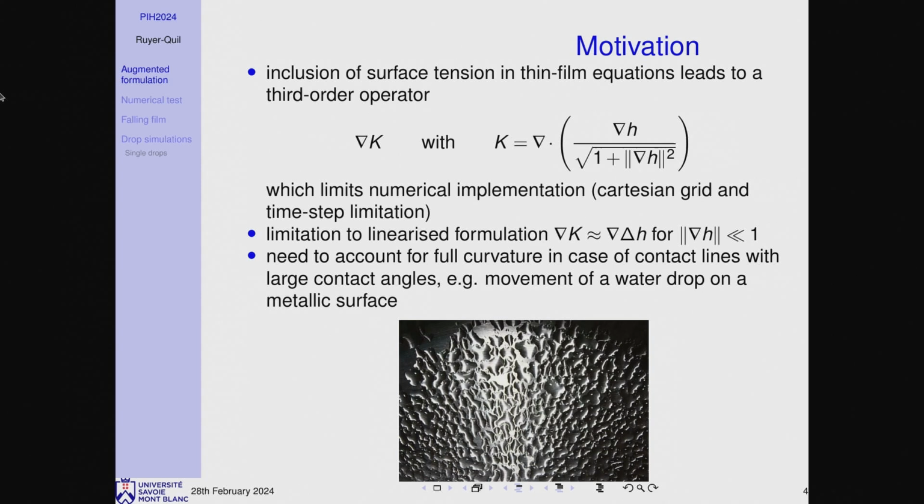So people generally use linearized formulations, so-called long wave formulations, where the curvature is approximated by the Laplacian of the film thickness. However, in some cases, like this one, when you have drops, you would like to take into account the full curvature. First, because you want to be able to recover the shape of a drop at rest, and also because close to contact lines, if the contact angle is quite large, obviously your gradient of film thickness will not be small, and this is a problem.